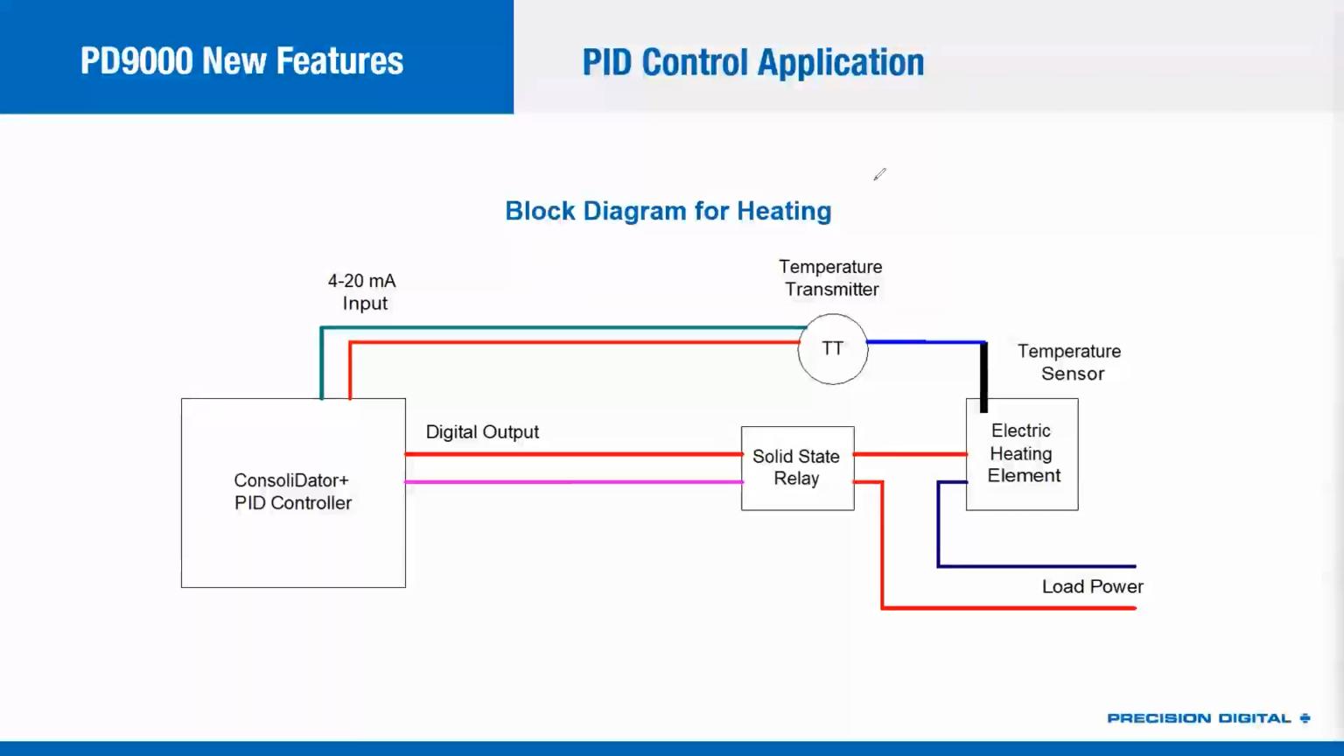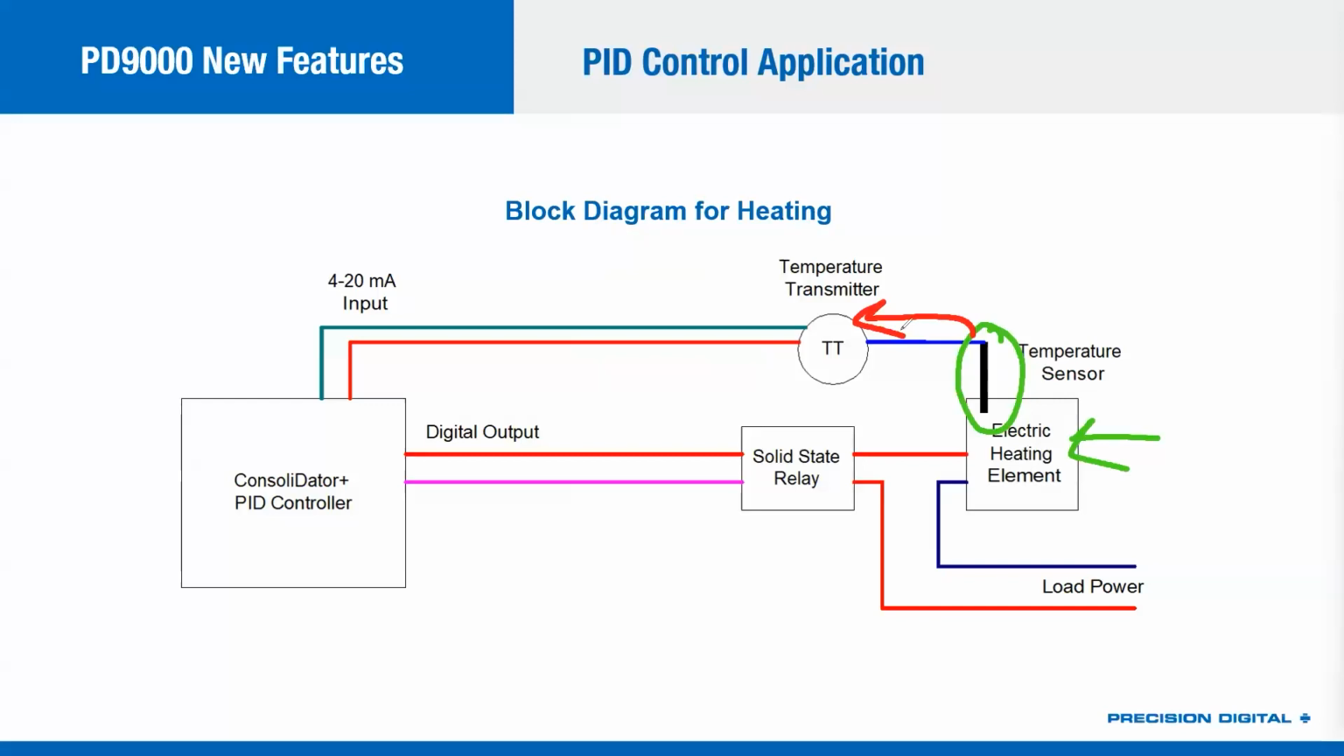To give you an idea of what these look like in actual applications, here's a couple of simple PID control diagrams. Again, using temperature because it's easy to understand, but it could be any application. So here we've got a vessel in which we've got an electric heating element. And we have one temperature sensor in that vessel, which is being taken in by a temperature transmitter. Could be a simple little hockey puck transmitter.